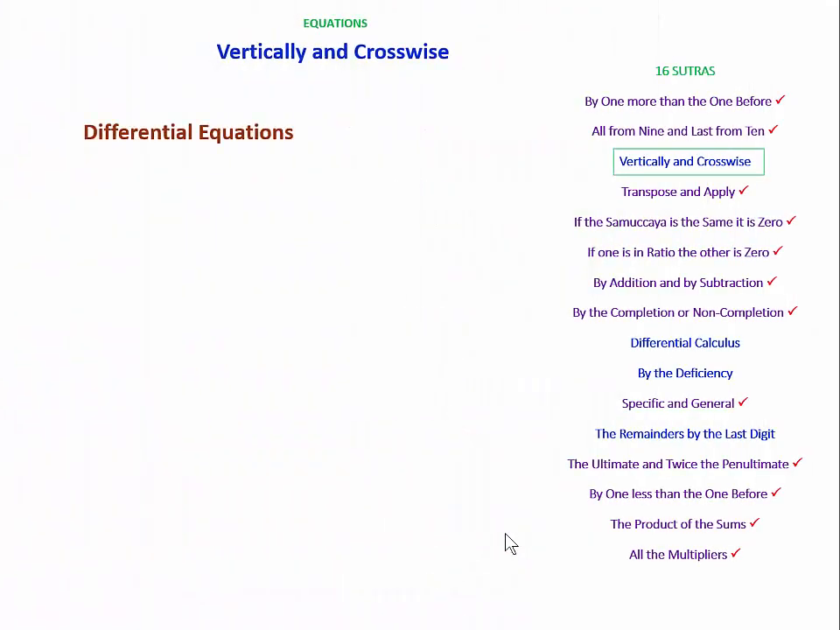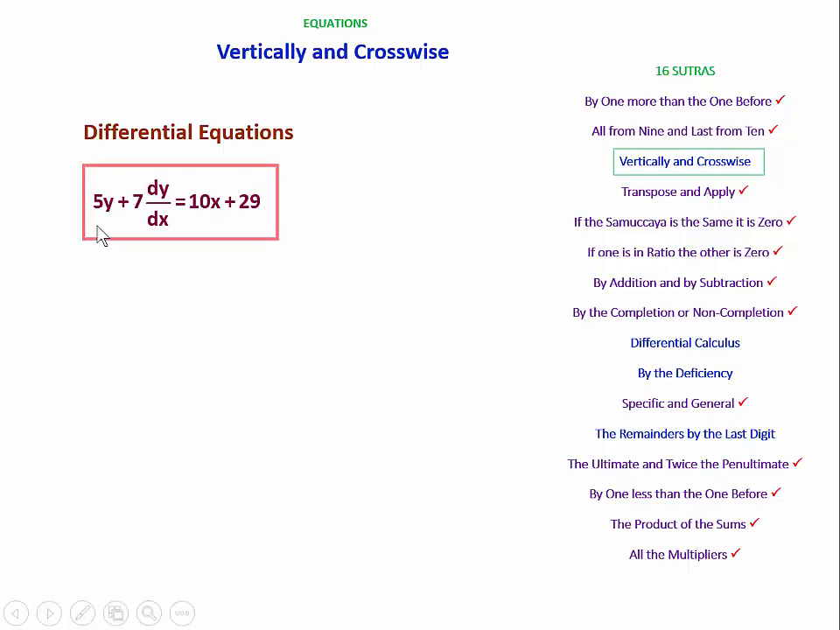Another way in which we can use this vertical and crosswise sutra is in solving a certain type of differential equation. Like this, for example, we've got 5y plus 7 dy/dx equals 10x plus 29. This is detailed in my calculus book. We let y, which is what we're trying to find, equal ax plus b. So we're trying to find a and b.